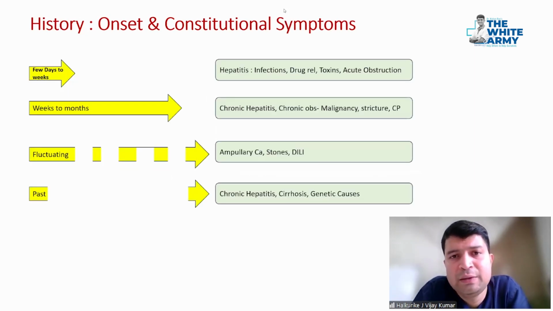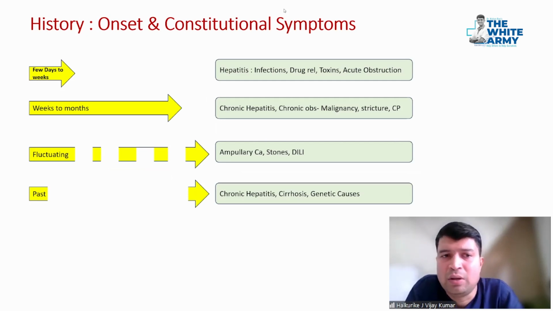Next, coming to history, it is very important to note down the onset and constitutional symptoms. Sometimes the onset of jaundice may precede the constitutional symptoms. Sometimes the patient notices some constitutional symptoms but feels those symptoms are not significant. So sometimes those things come first and later the jaundice.